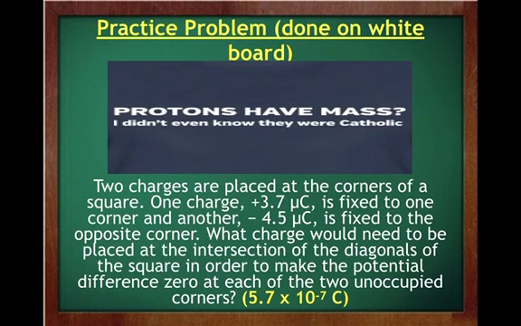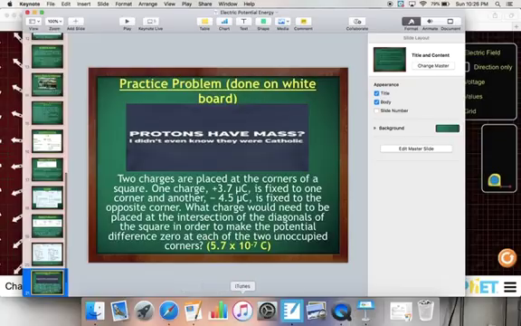So, last final example here to look at. In this one, 2 charges are placed at the corners of a square. One charge, being positive 3.7 microcoulombs, is fixed to one corner, and another charge with value of negative 4.5 microcoulombs is fixed to the opposite corner. What charge would need to be placed at the intersection of the diagonals of the square in order to make the potential difference 0 at each of the 2 unoccupied corners? All right, so again, let's try and draw this out and see what we can come up with.